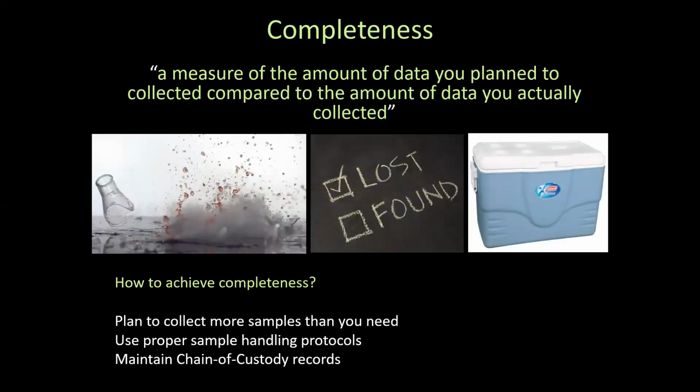Completeness is a measure of the amount of data that you plan to collect compared to the amount of data you actually collected. And so samples inevitably can become broken or lost. And one way to counteract that risk is to just plan to collect more samples than you're actually going to need, just in case you're not able to collect all the samples that you thought you would. And then also to take care to use proper sample handling procedures and maintain chain of custody records so that you can track if samples are lost or damaged or broken, that you can track what happened to them.